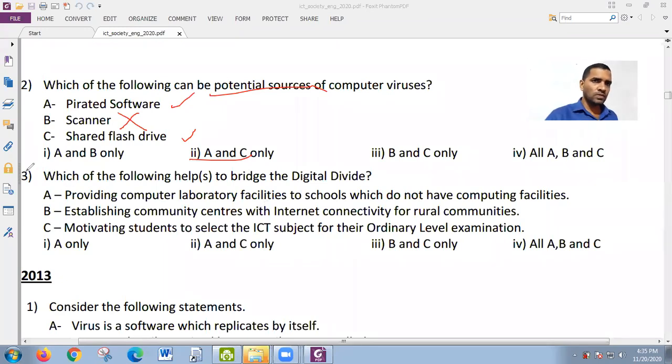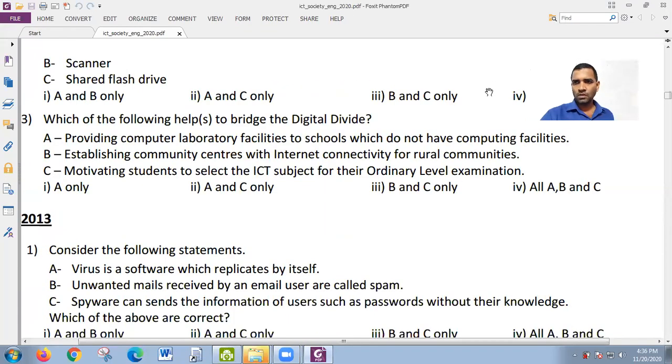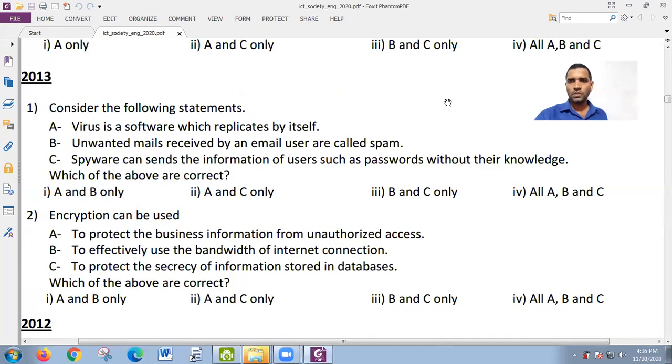You can motivate the students to select ICT as a subject in G.C.E. O-level examinations, right? All these initiatives can reduce the gap, which means it is bridging. Okay, so answer A, B, C, all. Right, go to the next one. Okay, 2013. First one.